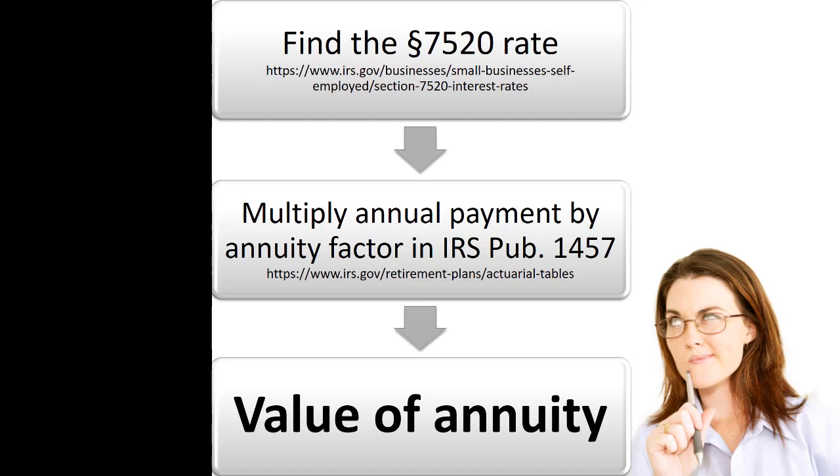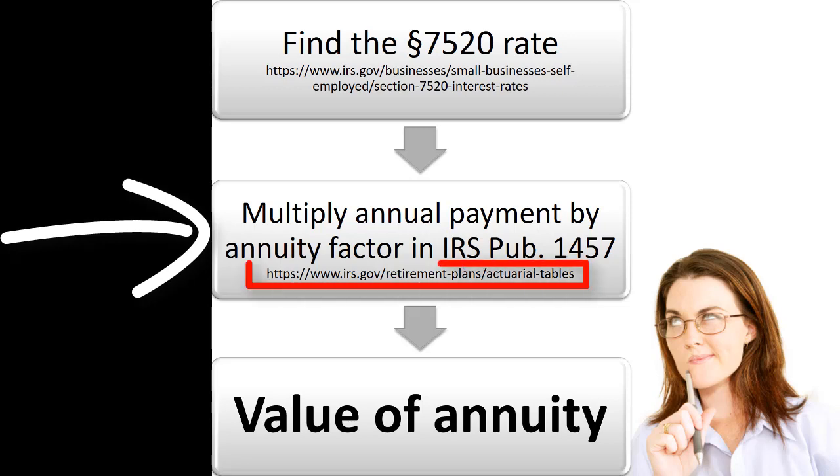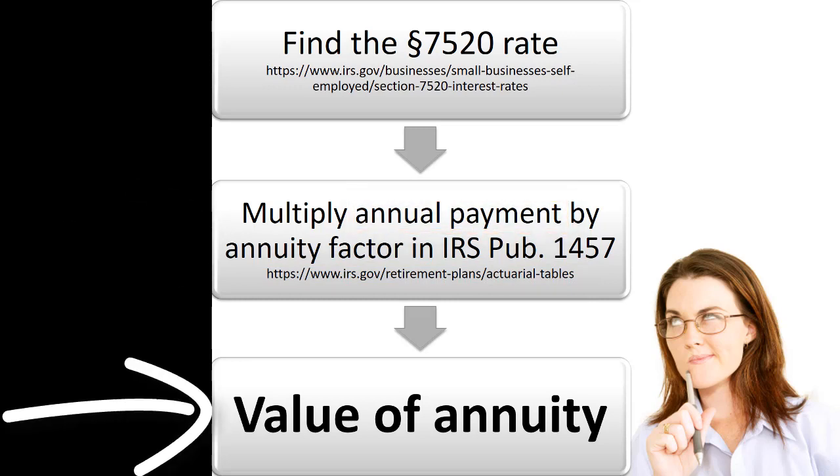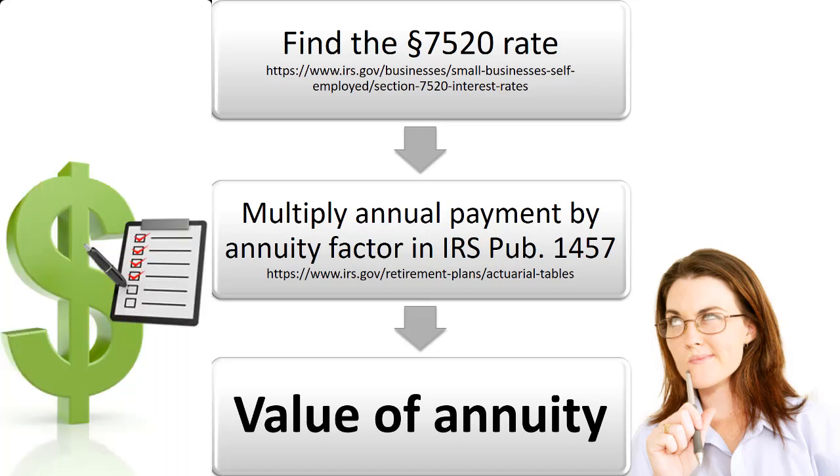Once we know the appropriate interest rate, we can find the appropriate annuity factor in the actuarial tables posted at the IRS website. Multiplying this annuity factor by the annual payment gives us the value of the annuity for purposes of our income tax deduction. Let's now walk through each step for our example charitable gift annuity.